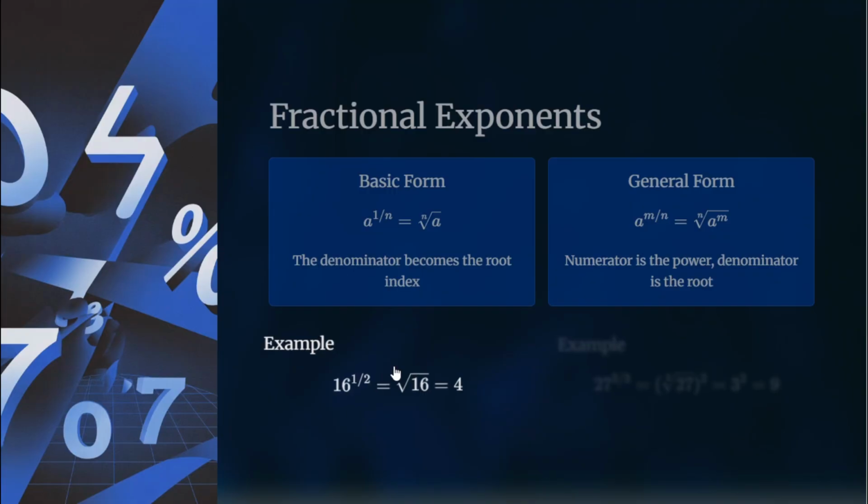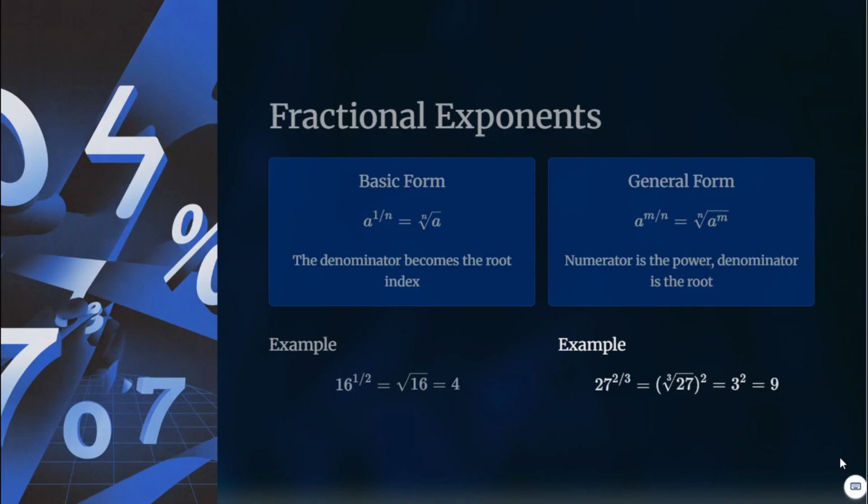For example, if I have 16 raised to the power 1/2, well, this is the same as the square root of 16. We don't usually write the 2 for square root. And we know that the square root of 16 is 4. Or if we have 27 raised to the power 2 over 3, we know that 2 will be our power and 3 will be our root. So this is the equivalent of the cube root of 27, squared. And the cube root of 27 is 3. So that is 3 squared, which is 9.